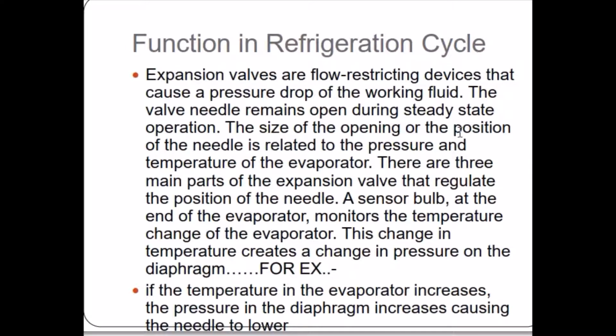The size of the opening or the position of the needle is related to the pressure and the temperature of the evaporator. There are three main parts of the expansion valve that regulate the position of the needle: a sensor bulb at the end of the evaporator monitors the temperature change of the evaporator. This temperature change creates a change in pressure on the diaphragm. For example, if the temperature in the evaporator increases, the pressure on the diaphragm increases, causing the needle to lower. So if it lowers, it will open the valve.